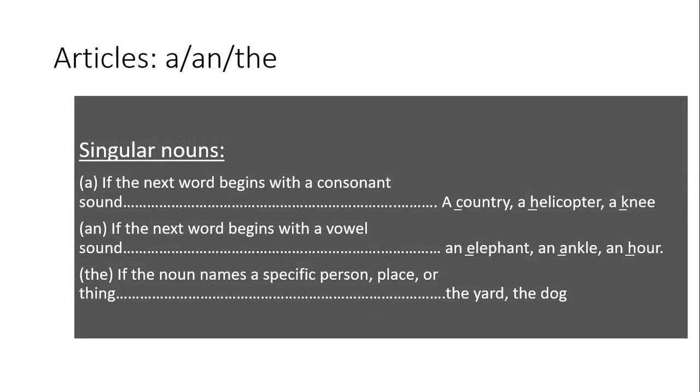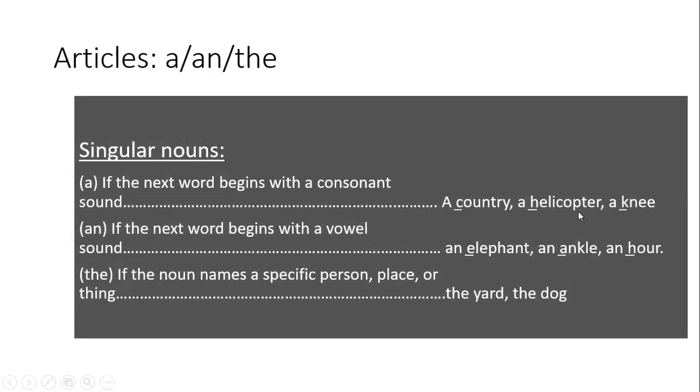Let's start with those. And notice how it says singular nouns. So we use a and the for singular nouns, but be careful now. We use a if the next word begins with a consonant sound. Notice that I'm not saying a consonant letter. I'm saying a consonant sound. So the word that follows needs to make that consonant sound. Example, we have a country, a helicopter, a knee.